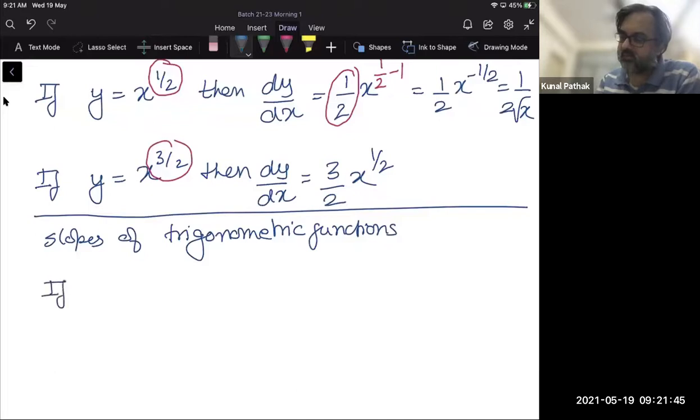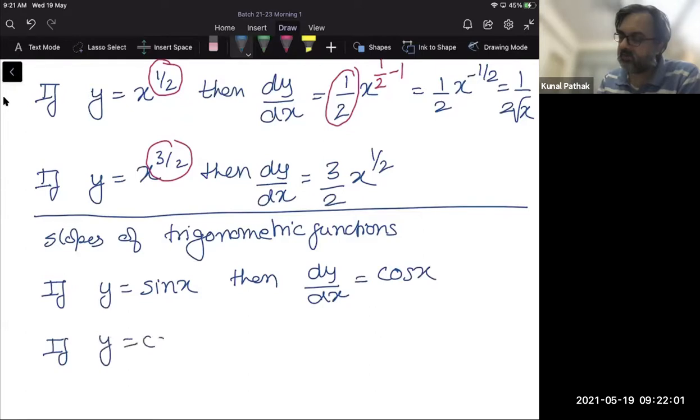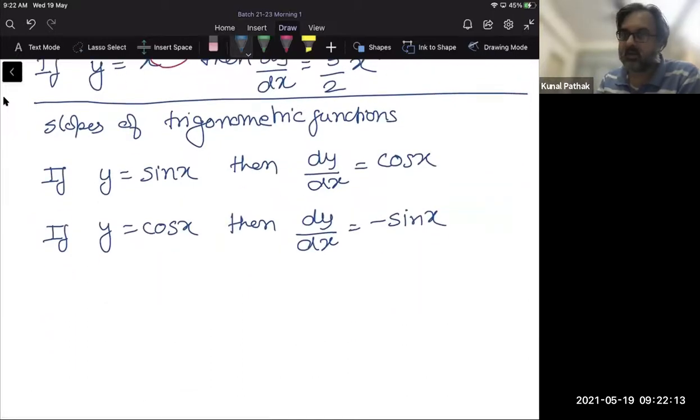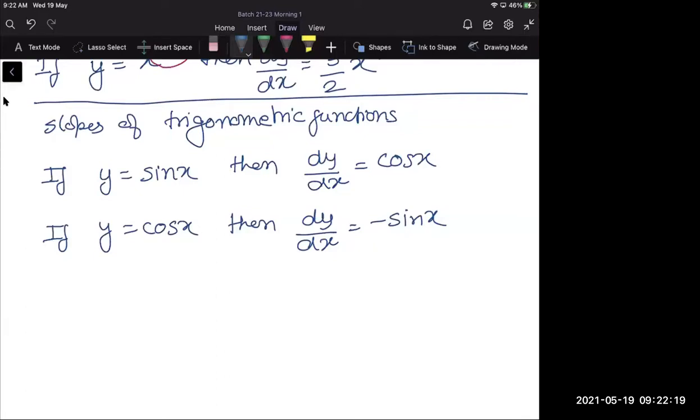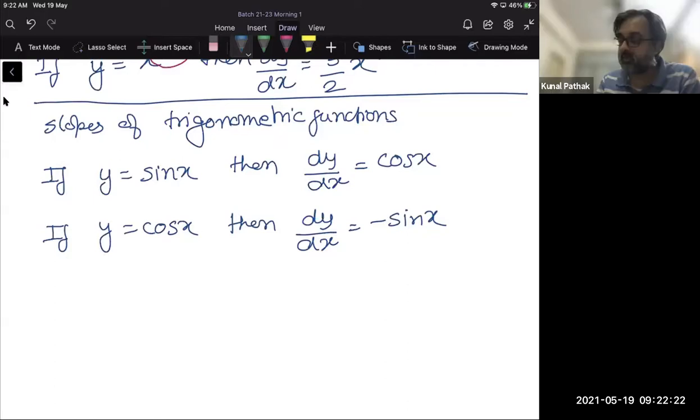So if y is equal to sine x, then dy by dx is equal to cosine x. If y is equal to cosine x, then dy by dx is equal to minus sine x. Okay, I will show you the derivation of one now, and you can attempt to derive the rest, but as the people who have already derived know, it is extremely lengthy and it never ever comes back to use again.